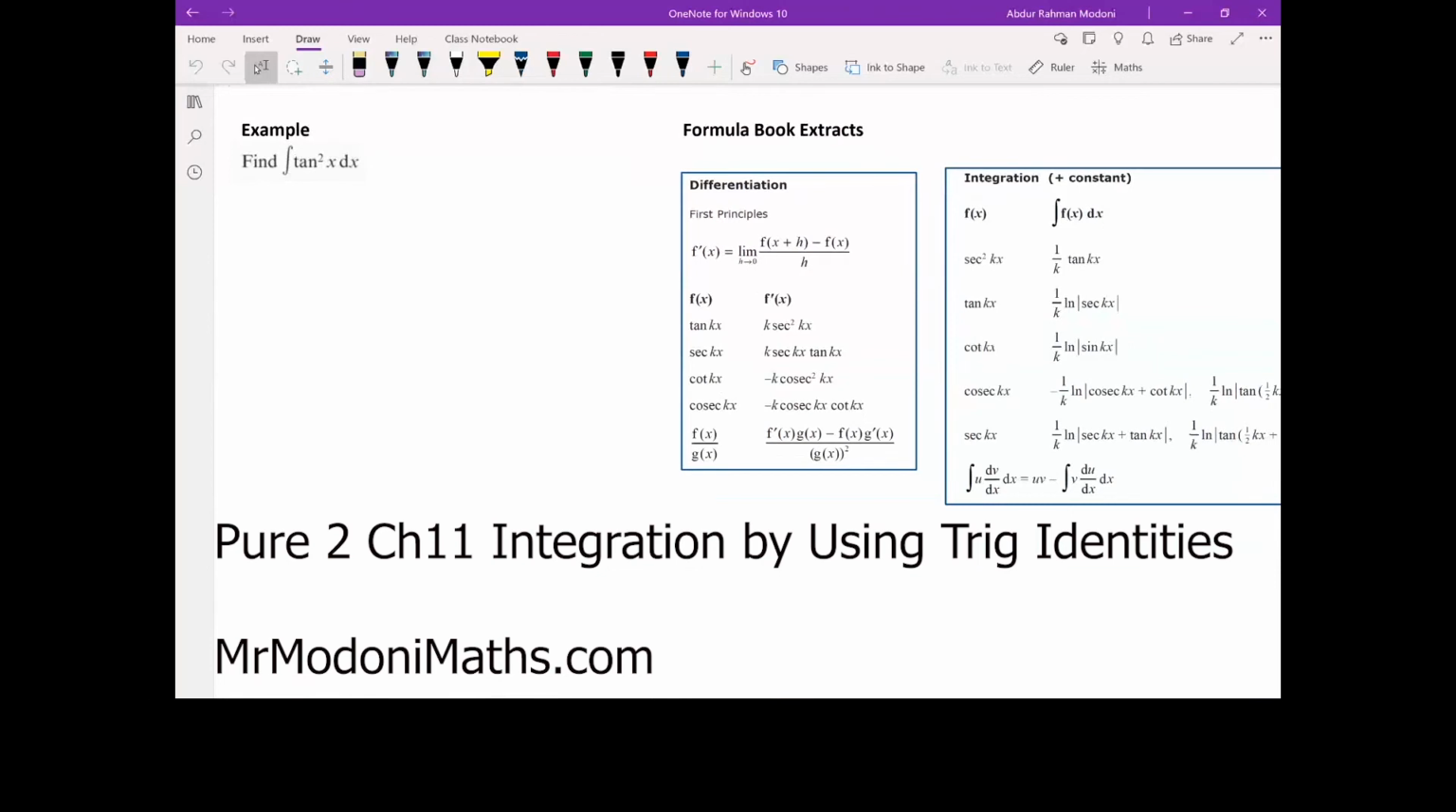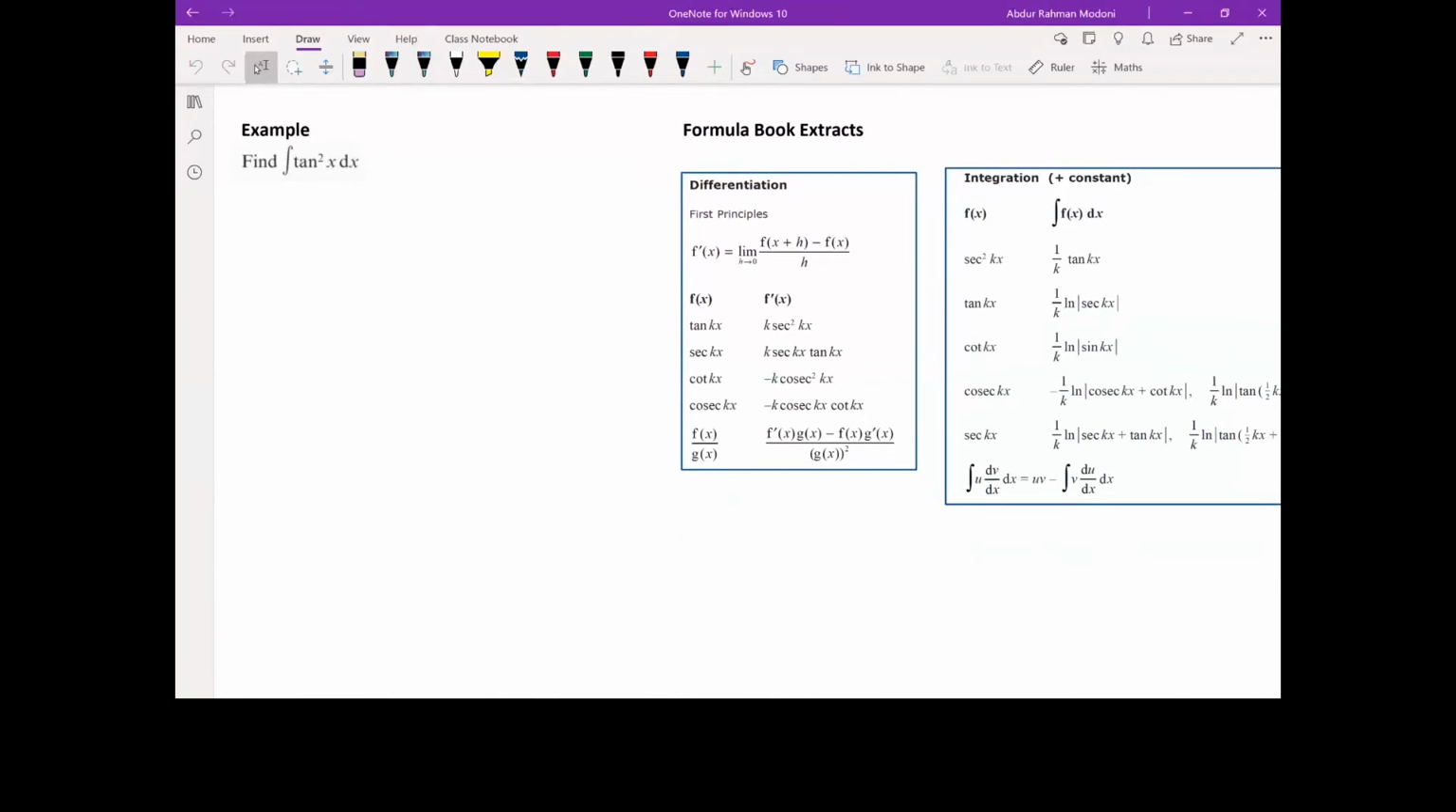So here we're going to look at using trig identities to integrate. Often you'll be asked to integrate something which you cannot integrate because you don't know the integral of tan squared. It's not a standard result that's given to us in the formula book, nor is it one that you know. So in this particular question, as you can see, the integral of tan squared.